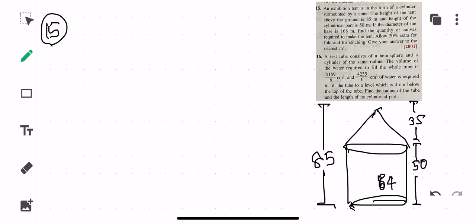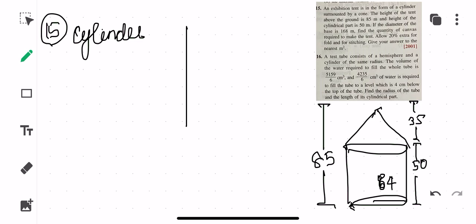Now why do you want to calculate the curved surface area, children? This is understood because you want to find out the length of the canvas required. So for finding out the length, you need to find out the curved surface area. Okay, so how are you going to write this? See, first, since they have given the 20% extra part, I'll be doing this for you. Of course you will be writing one by one, children.